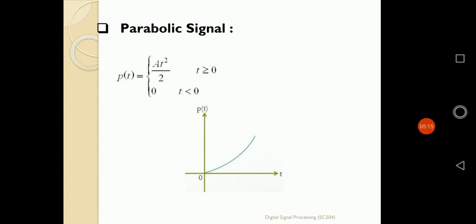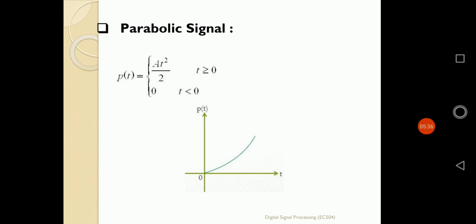So for t greater than or equal to 0, it follows a parabolic equation, that is t square by 2. And if it is defined as the unit parabolic function, normally the value of a is equal to 1. So in that way, the parabolic function can be defined as p(t) equals a t square by 2 for t greater than or equal to 0.